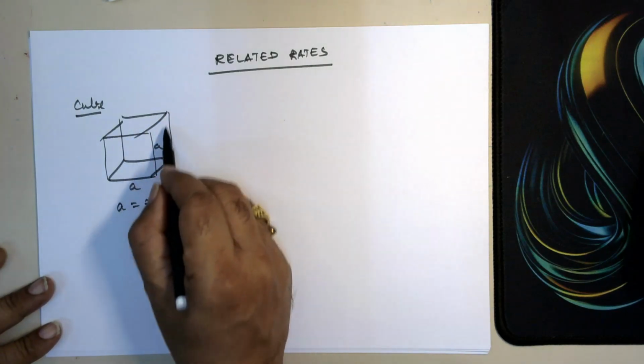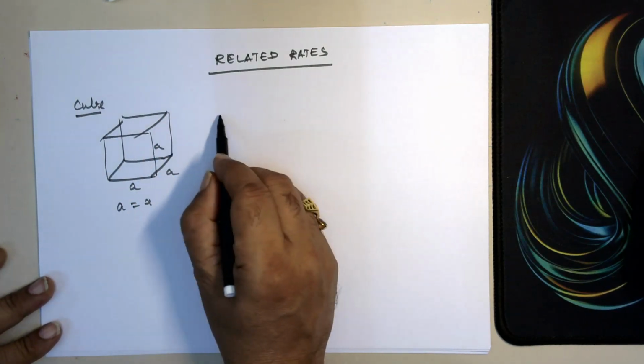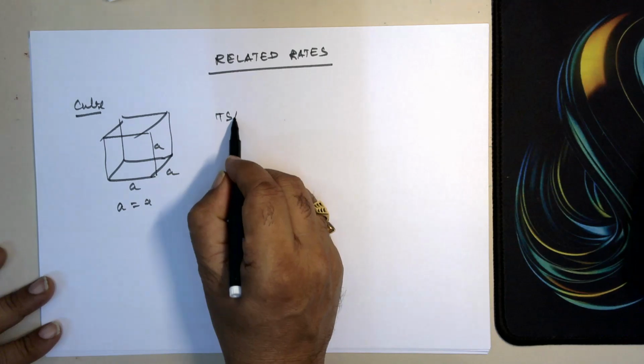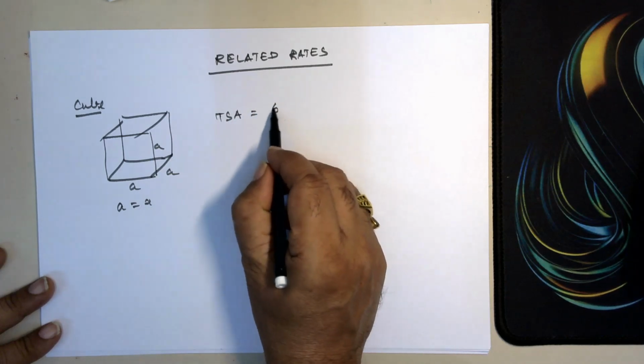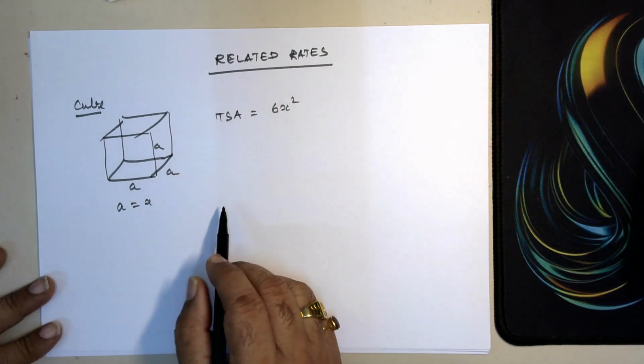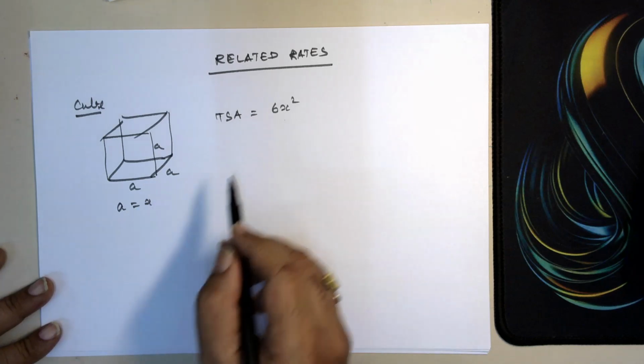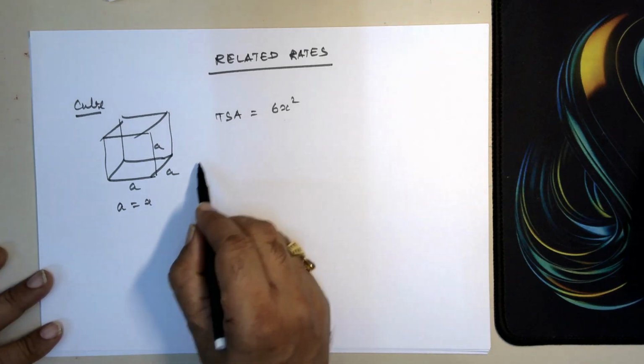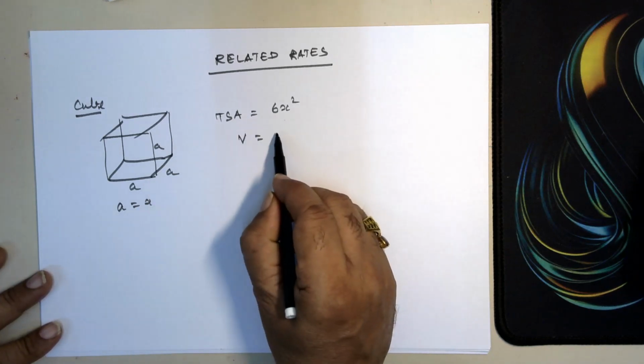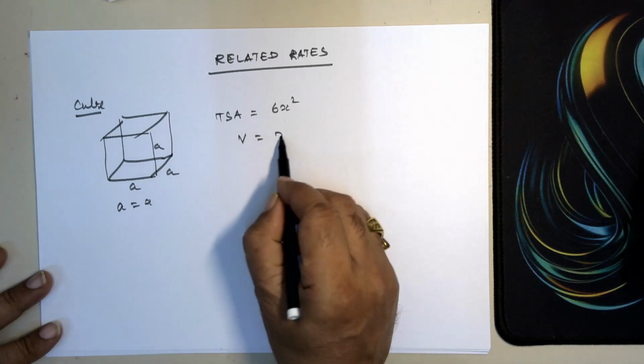So what is the total surface area? You've got six surfaces. So the total surface area of a cube is 6x squared in this case. You can put either A or x. And what about the volume of the cube? That is x into x into x. That is x cube.